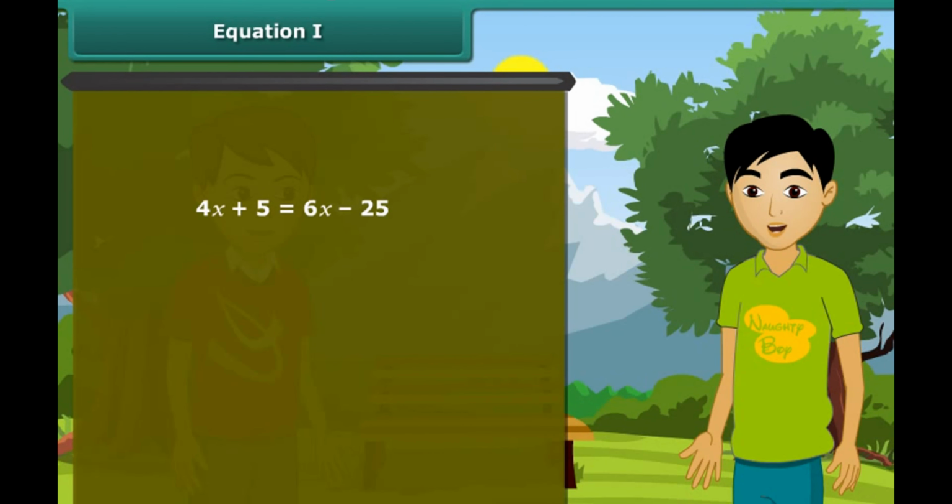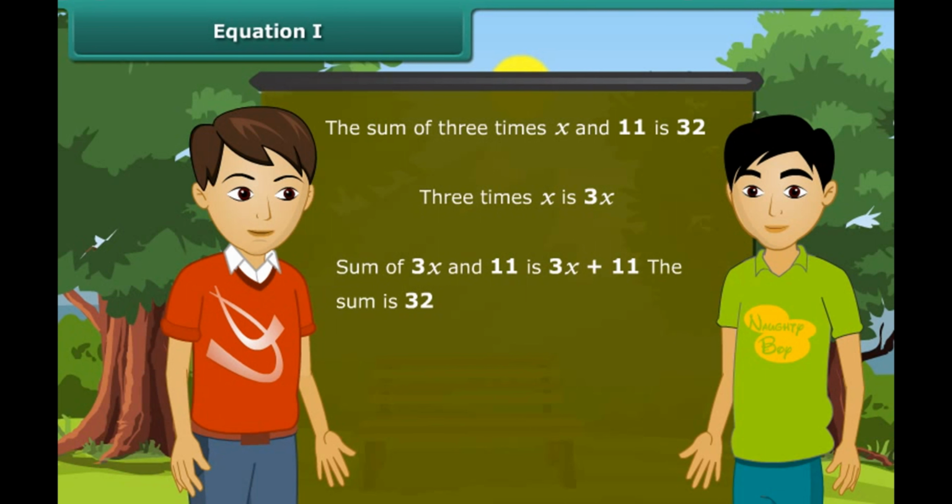Now I will tell you a statement. You have to change it in equation. Are you ready? Yes. The sum of 3 times x and 11 is 32. 3 times x is 3x. Sum of 3x and 11 is 3x plus 11. The sum is 32. So the equation is 3x plus 11 is equal to 32.